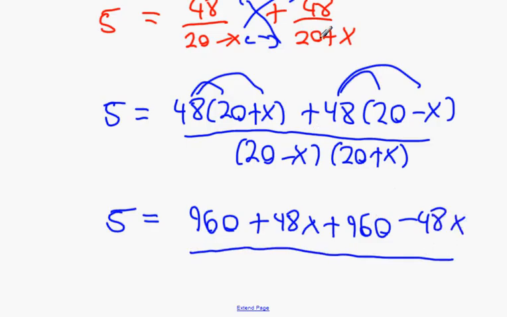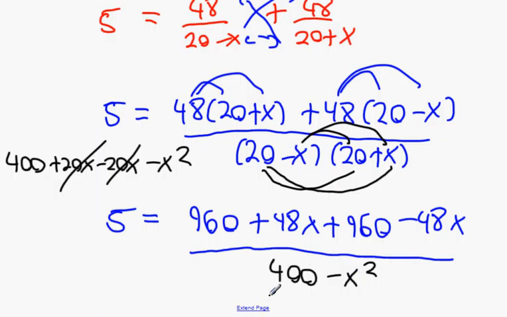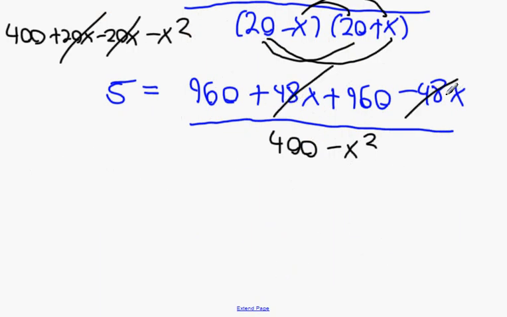On the bottom is the difference of 2 squares. How do I know it's the difference of 2 squares? Because it's minus in one bracket and plus in the other. When you multiply this out, you'll get 400 plus 20x minus 20x minus x squared. You see the 20x's will cancel. It'll end up with 400 minus x squared. Now, the 48x's cancel, and all of this is going to get multiplied by 5.